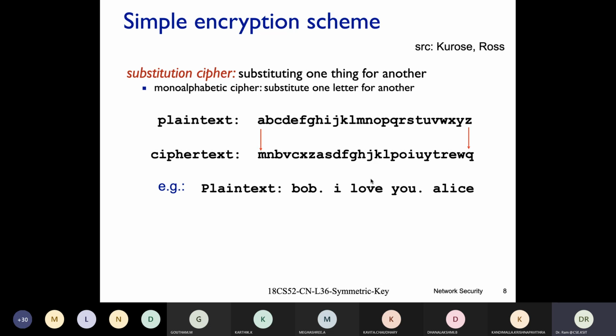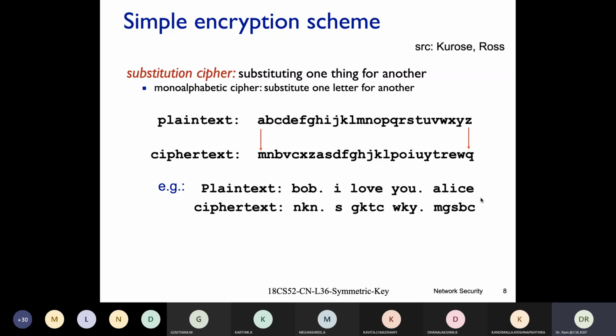That means you would have a mapping key, maybe from a book or some key code which says A should be replaced by M, B should be replaced by N, C should be replaced by B, and some mapping is defined. And this book or mapping from plain text letter to encrypted text is available with sender and receiver, and that way it happens.